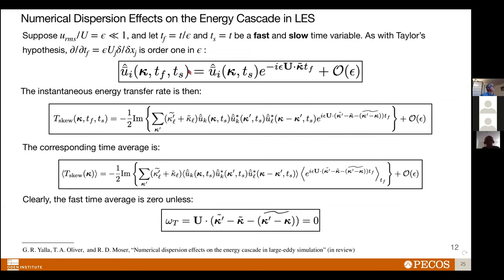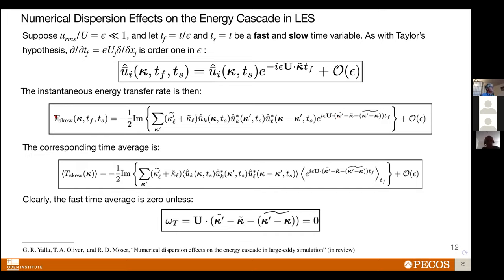And so we end up with a representation of the Fourier transform of the velocity, which is a slowly varying part times a fast varying part, which is just straight convection based on, notice, kappa tilde. Kappa tilde is what is governing that. If you run that through and look at what the transfer spectrum is in that context, with this formulation, you essentially get this exponential term with the differences in all the kappas there.